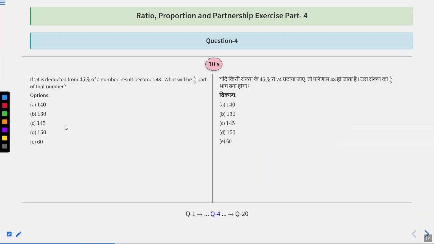Next one. If 24 is deducted from 45% of a number, the result becomes 48. What will be the 3 by 8 part of that number? You have 5 options and 10 seconds to analyze the question. Your time will start now.